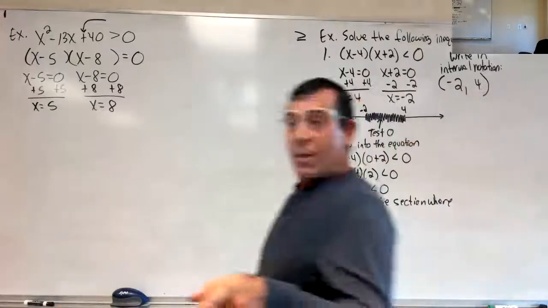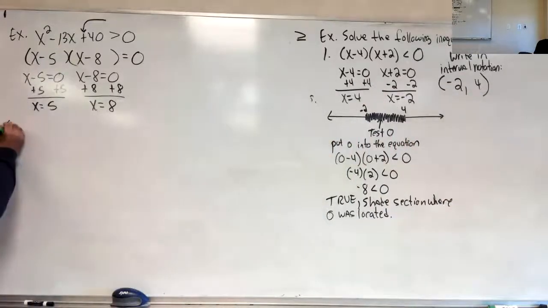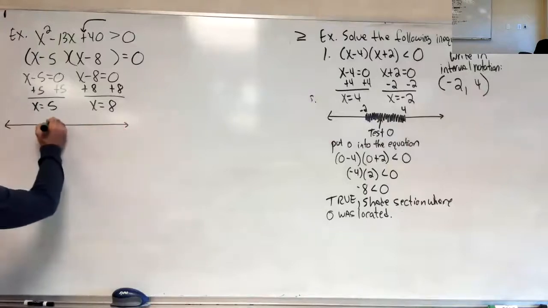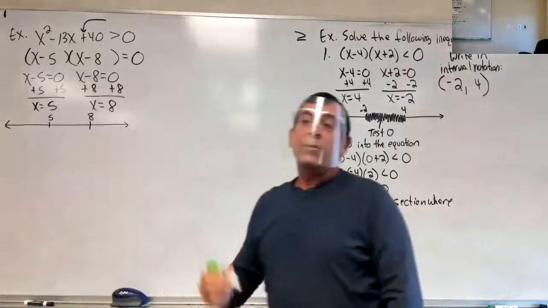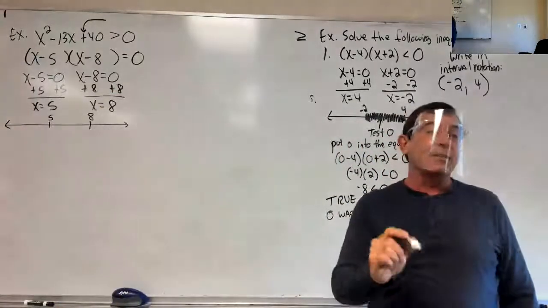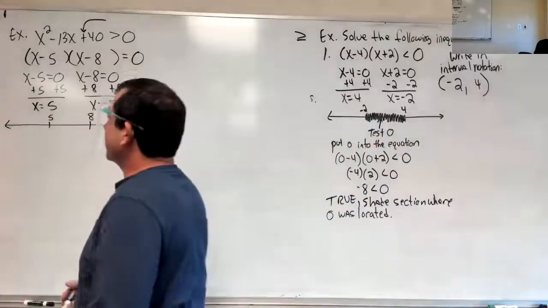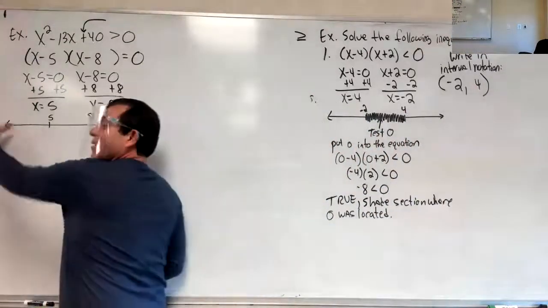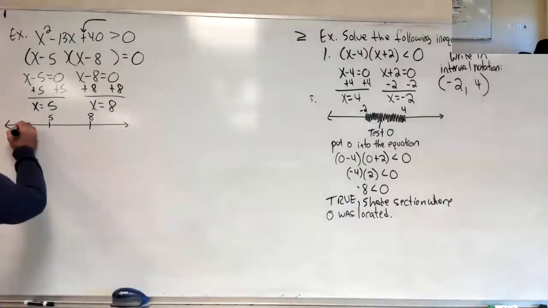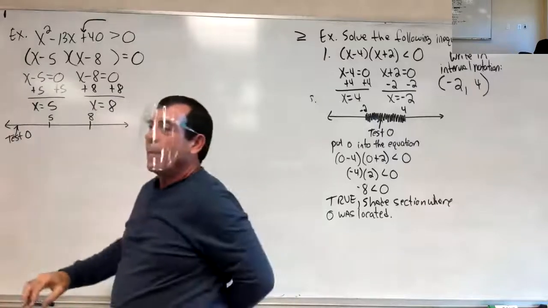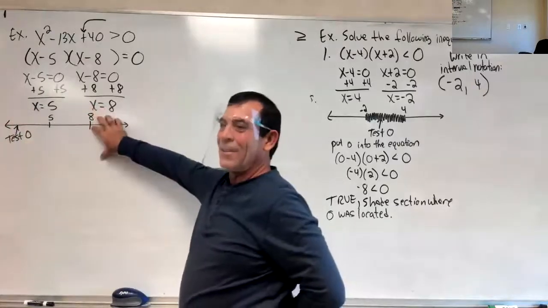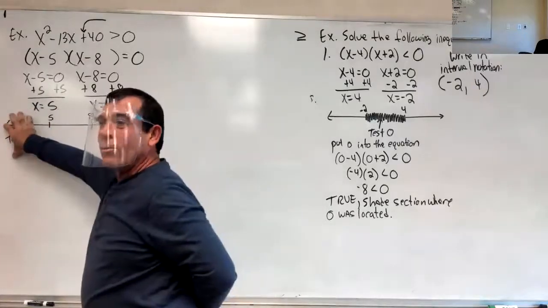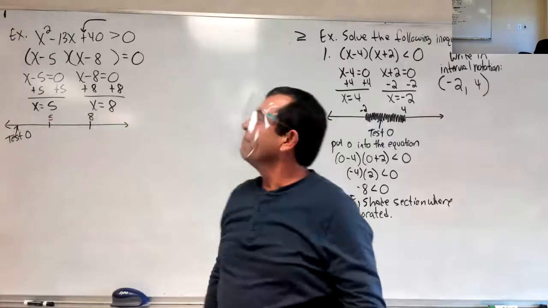All right, so let's set up our number line, right? So I got a 5 and an 8. Now, I'll tell you the truth. I'm still going to test the 0. But where would the 0 be located? Yeah, 0's over here this time, okay? But I'm going to test my 0. If 0's true, I'll shade the first one and the last one. If it's false, we're only going to shade in the middle, okay?